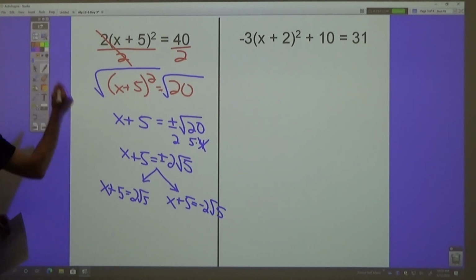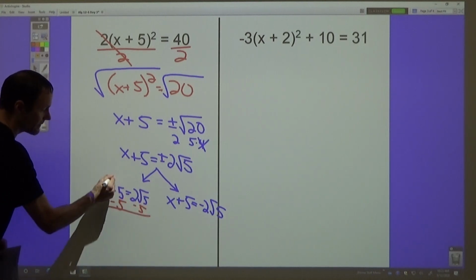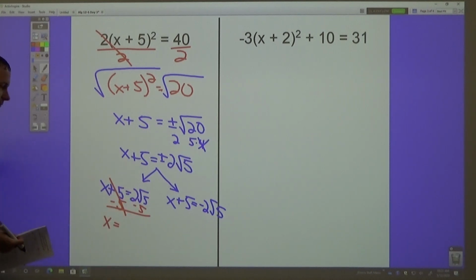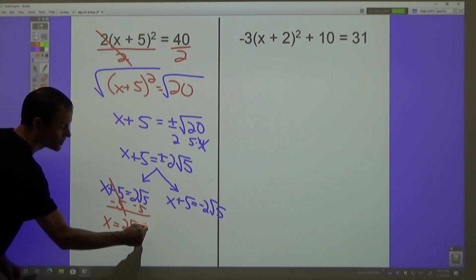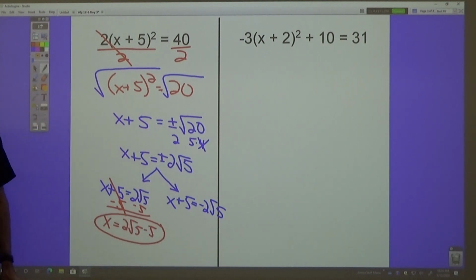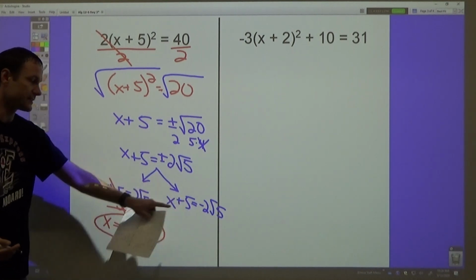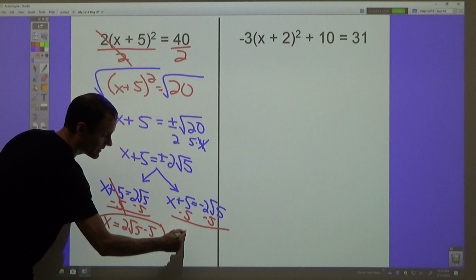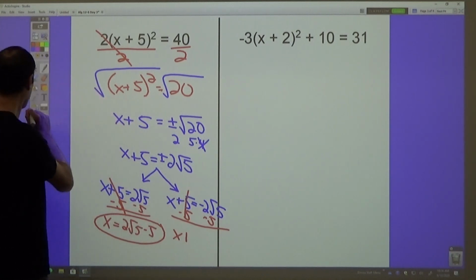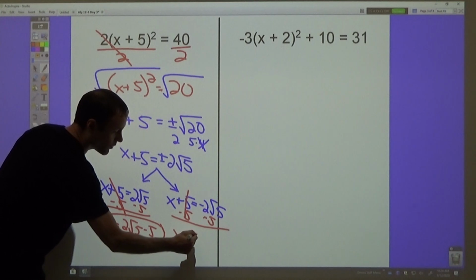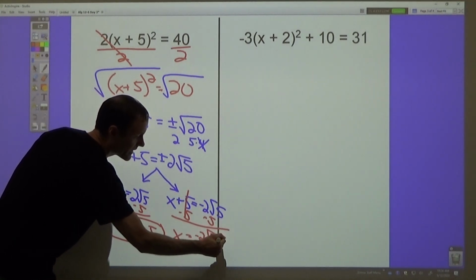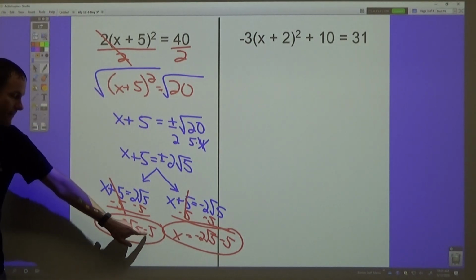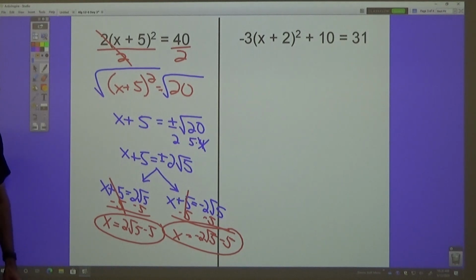To get that x all by itself, we would do minus 5 and minus 5. In simplest radical form, you can't combine 2 radical 5 minus 5. It's just 2 radical 5 minus 5. That's your answer in simplest radical form. Over here, we're doing minus 5 and minus 5. Again, we can't simplify that anymore, so it's just negative 2 radical 5 minus 5. Notice our 2 answers. We have positive 2 radical 5 minus 5 and negative 2 radical 5 minus 5.